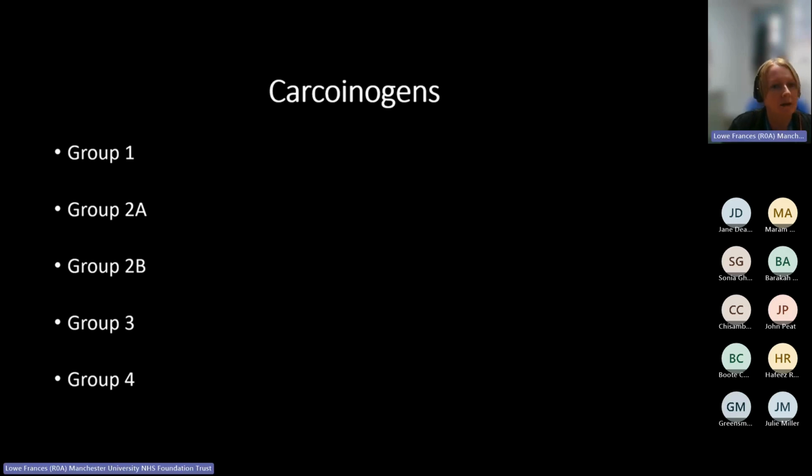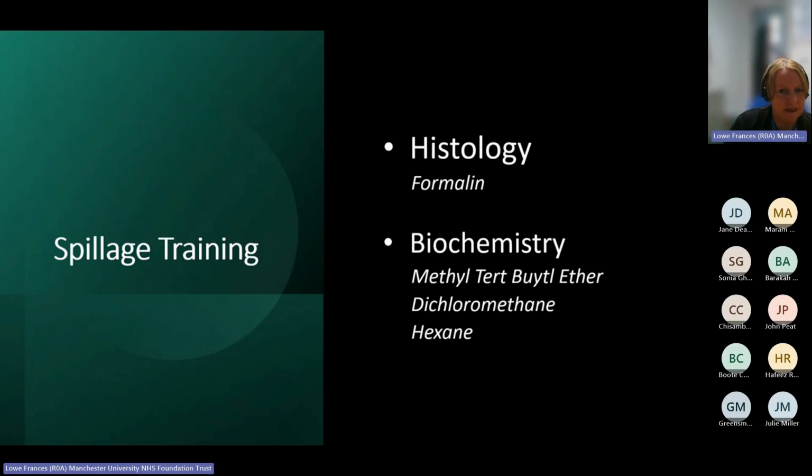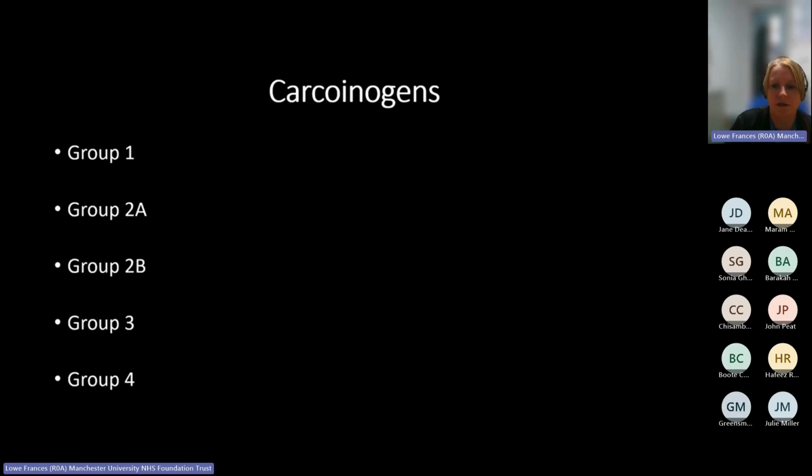So looking at some carcinogens. Carcinogens are classified as group 1 to 4. I mentioned before formalin was a carcinogen, and I'm just going to go back, the methyl tert-butyl ether is also a carcinogen as well.